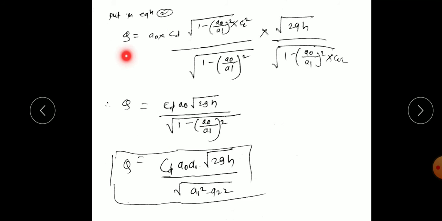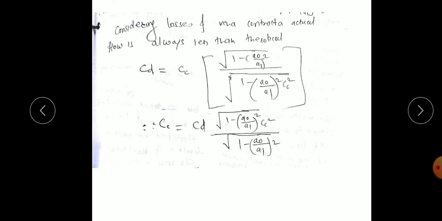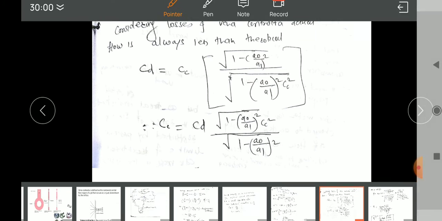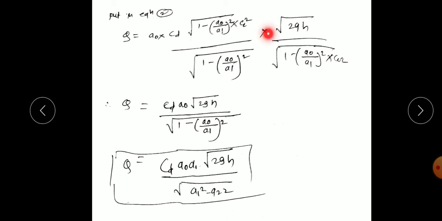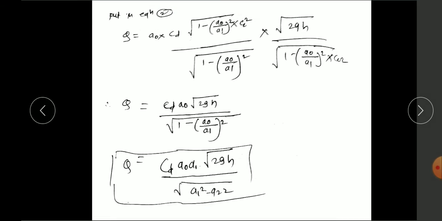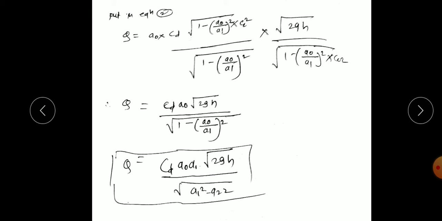So putting here actual discharge, A0 Cd under root of 1 minus A0 square upon A1 square Cc square into this. So we have replaced the value of Cc in terms of Cd. So simplifying this, we get Q is equal to Cd A0 A1 under root of 2gh upon under root of A1 square minus A0 square.